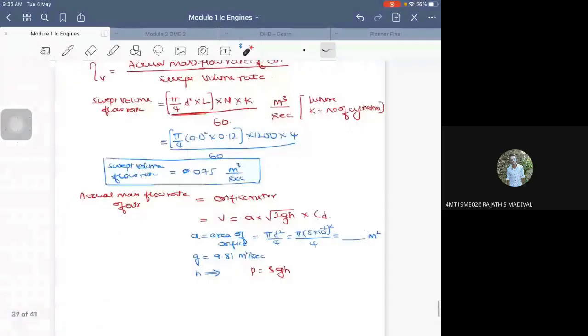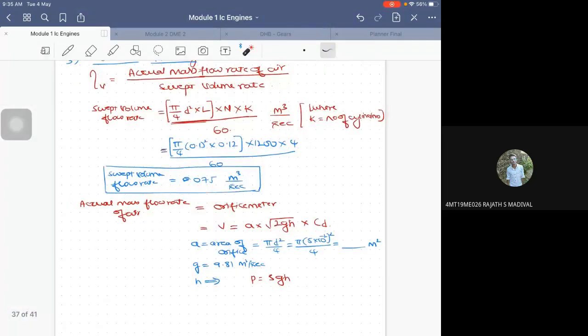So volumetric efficiency, as I know, is the actual flow rate divided by the swept volume rate. The swept volume rate you have already calculated. So we are waiting for the actual flow rate. For the actual flow rate, you need an orifice meter. Using the orifice meter, the formula is A into square root of 2GH cross CD. CD is being given. I would even write that.